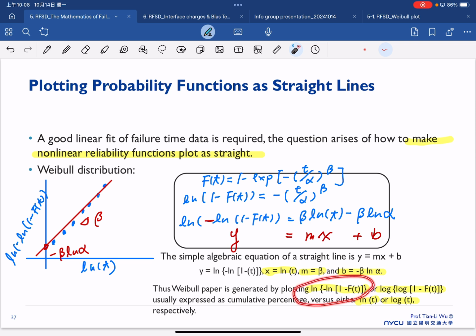So sometimes, because this term is difficult to name, because it's a long mathematical term where we call it the natural log minus natural log 1 minus F(t), people just give this term a name. That's what we call the rabbit.